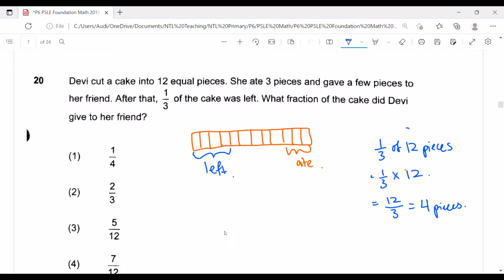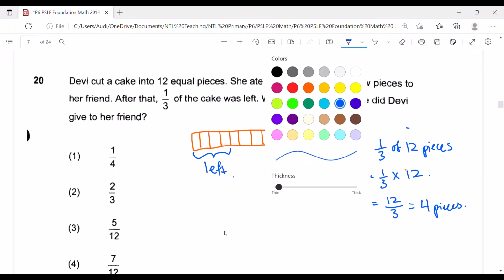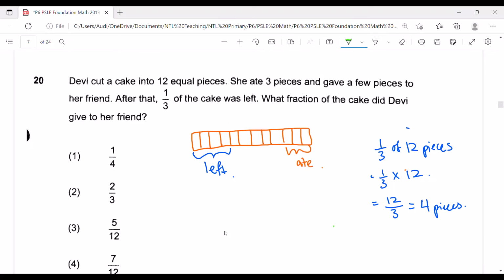So how many pieces did she give to her friend? This is the part that she gave to her friend. And how many pieces is this? 1, 2, 3, 4, 5. So 5 pieces. But let's look at the question again. It says what fraction? So fraction means the number of pieces over the total. Total means 12, right? Everything is 12. All of this is 12. So 5 over 12. This is our answer.